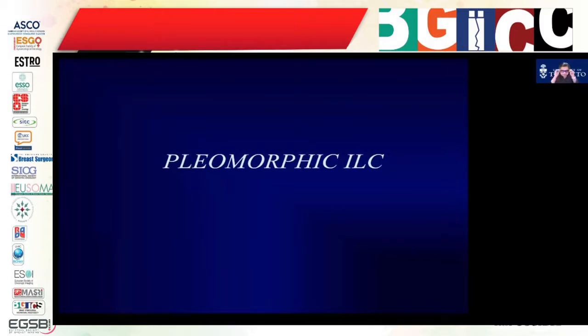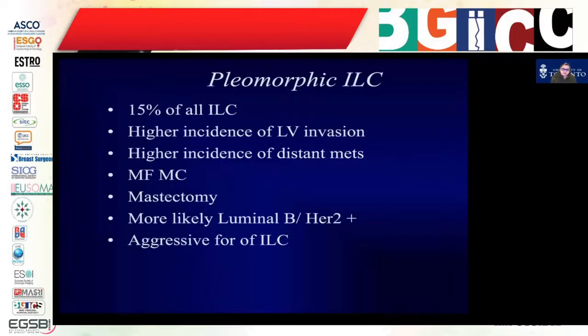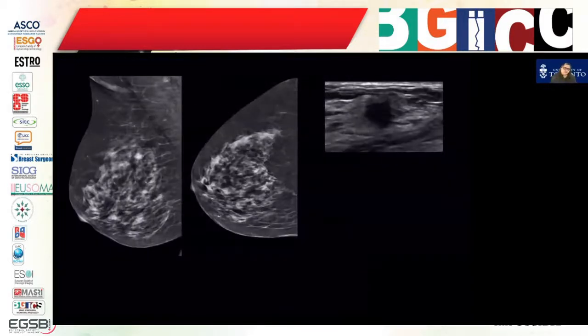What about pleomorphic invasive lobular carcinoma? We spoke about it briefly. This is a variant of invasive lobular carcinoma. You may see it about 15% of the time in all diagnosed invasive lobular carcinomas. They have a higher incidence of lymphovascular invasion, higher incidence of distant metastasis, tend to be multifocal, multicentric, usually requiring a mastectomy. And they're likely to be luminal B, and they may be HER2 positive as well. This is an aggressive form of invasive lobular carcinoma.